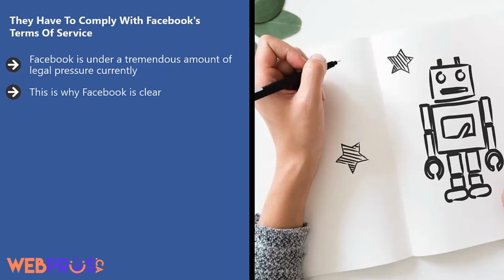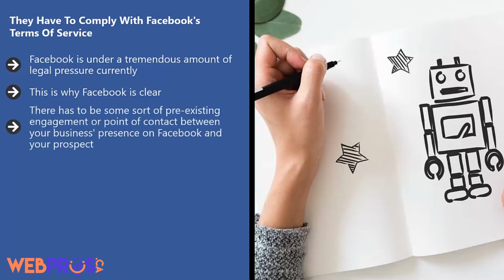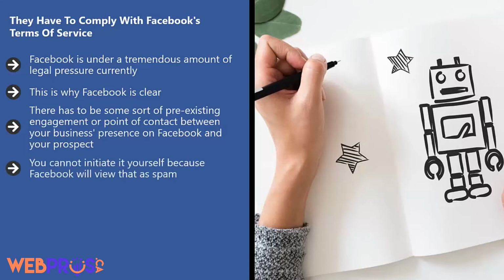You cannot turn it into some sort of spam machine that basically messages people who haven't even been to your page. There has to be some sort of pre-existing engagement or point of contact between your business's presence on Facebook and your prospect. Maybe they visited your page. Maybe they are part of a group that you control. Maybe they left a comment on your page. There has to be some sort of initial trigger that was purely initiated by your customer. You cannot initiate it yourself because Facebook will view that as spam.